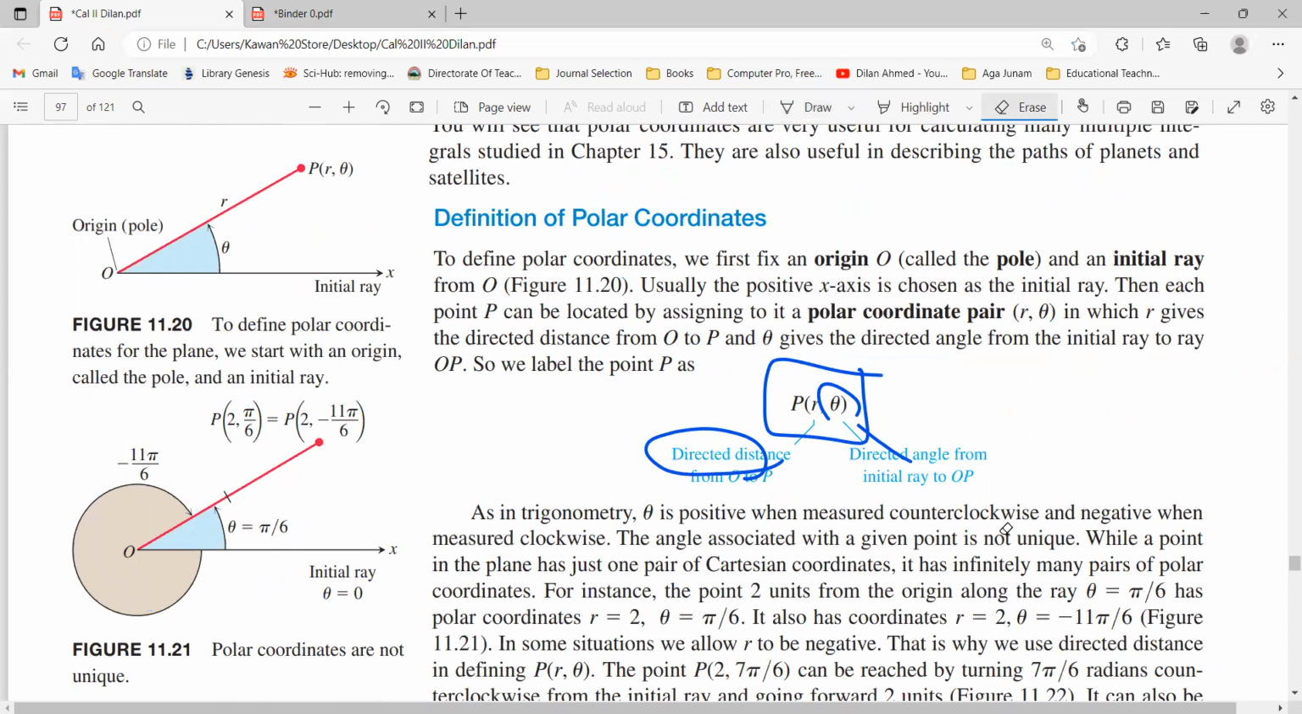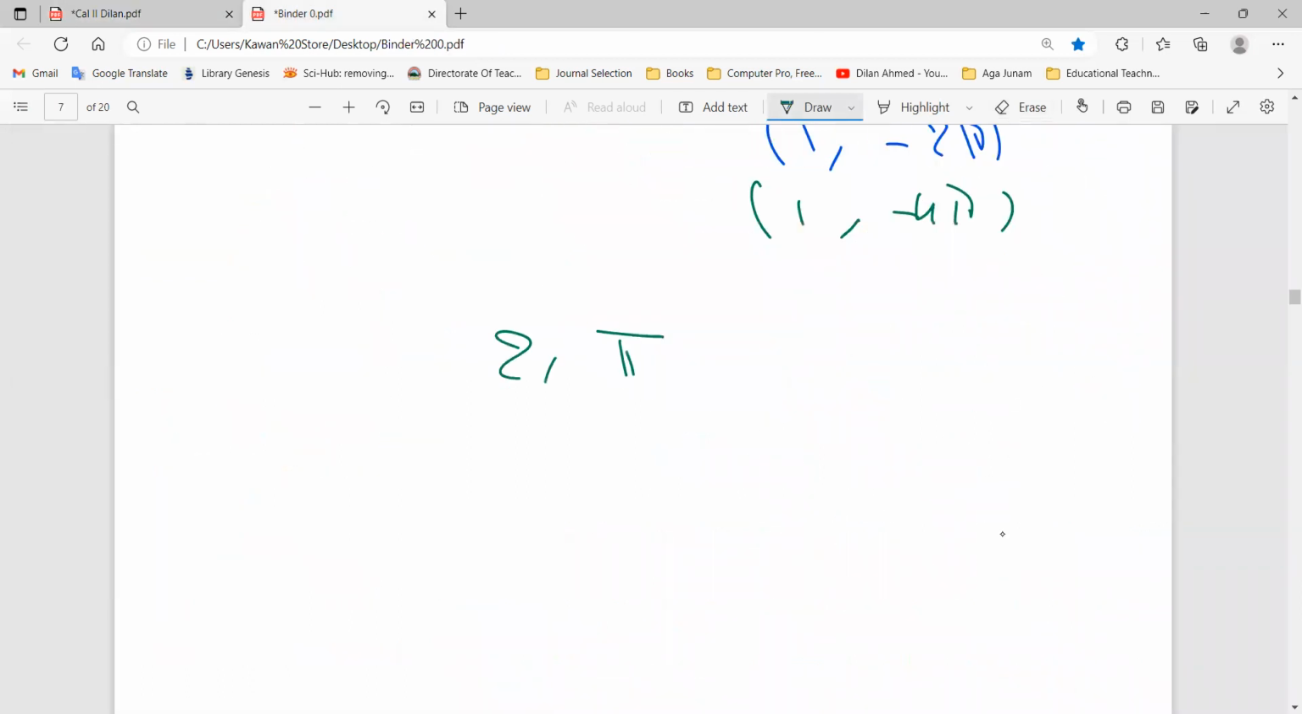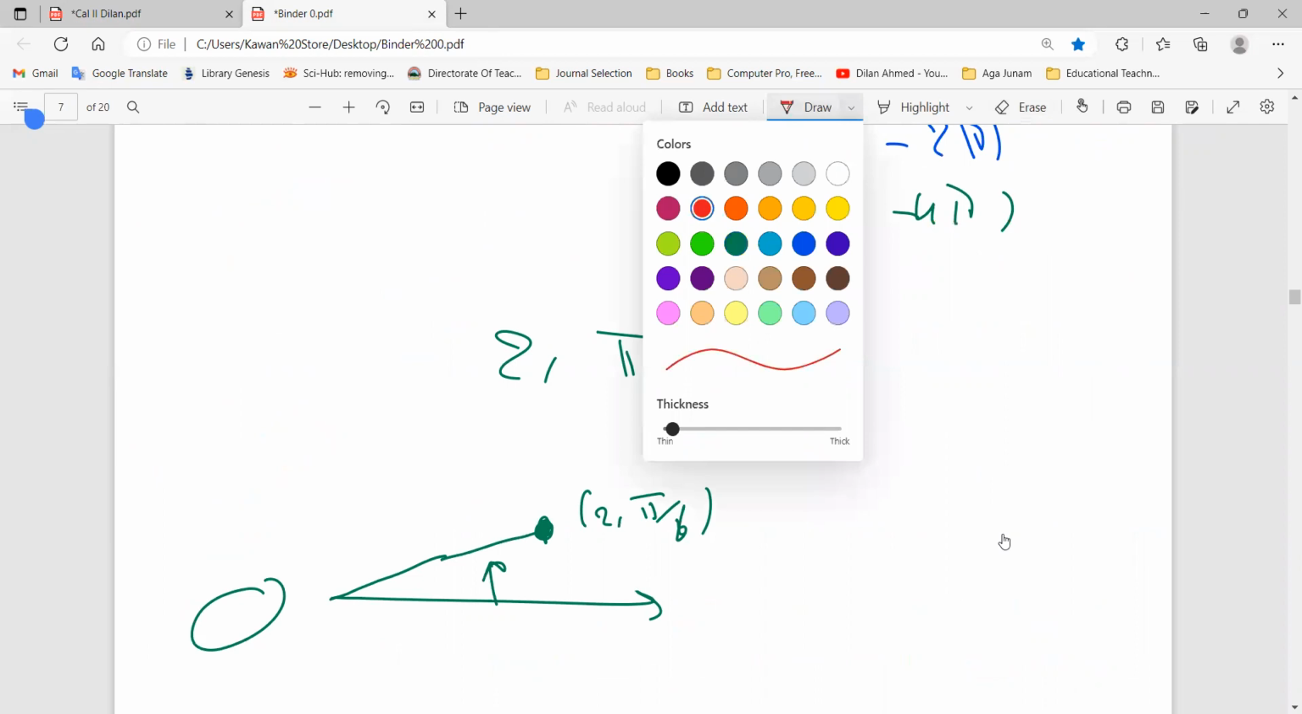Why are these two points equal? Look, because I know if I have (2, pi over 6), I see this is the origin, and that one is pi over 6, 30 degrees. So here we are, and I have 2 units, 1, 2. So this is my point, (2, pi over 6).